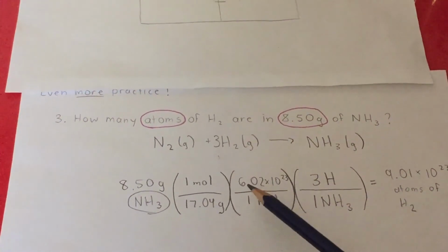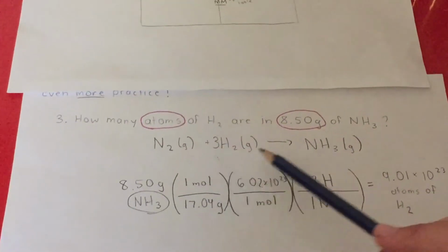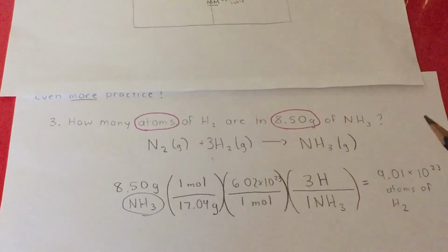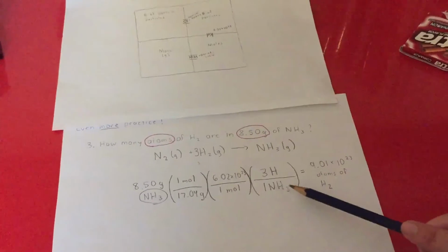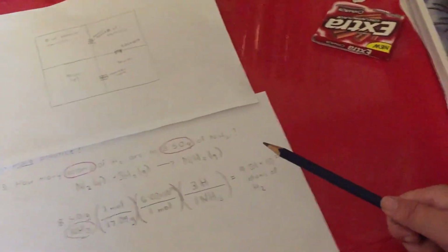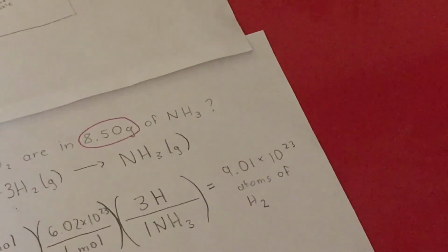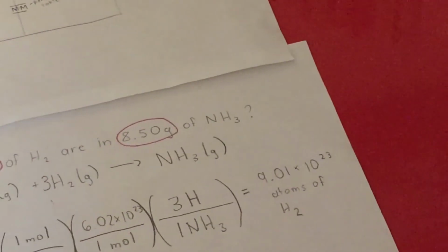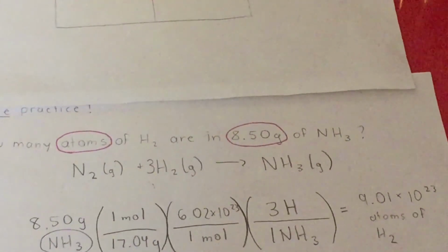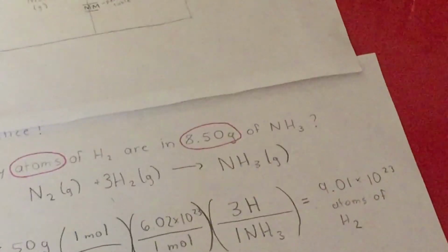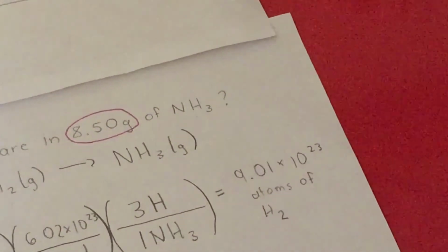And then we do the same thing that we did in the previous problem, which is we write down the balanced equation. And since we're trying to find atoms of hydrogen, we put 3H and then 1 NH3. And once you put that in your calculator, it's 8.5 divided by 17.04 times 6.02 times 10 to the 23 times 3. And once you do that, you'll get 9.01 times 10 to the 23 atoms of H2.